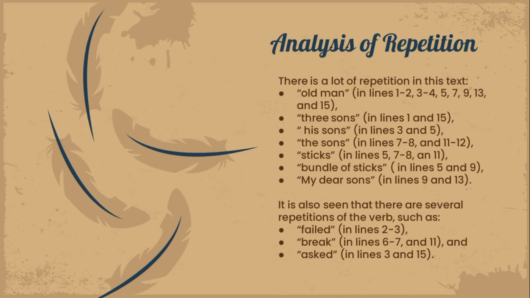The next is sticks in lines 5, 7 until 8 and 11. The next is bundle of sticks in lines 5 and 9. And the last is my dear sons in lines 9 and 13. It is also seen that there are several repetitions of verbs, such as failed in lines 2 until 3. The next is break in lines 6 until 7 and 11. And the last is asked in lines 3 and 15.